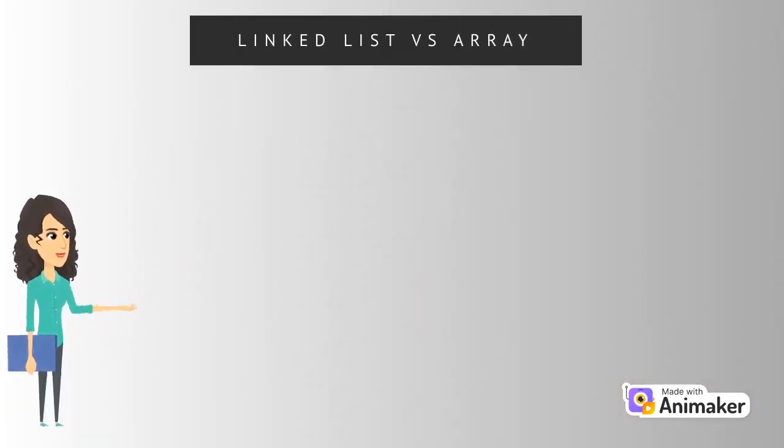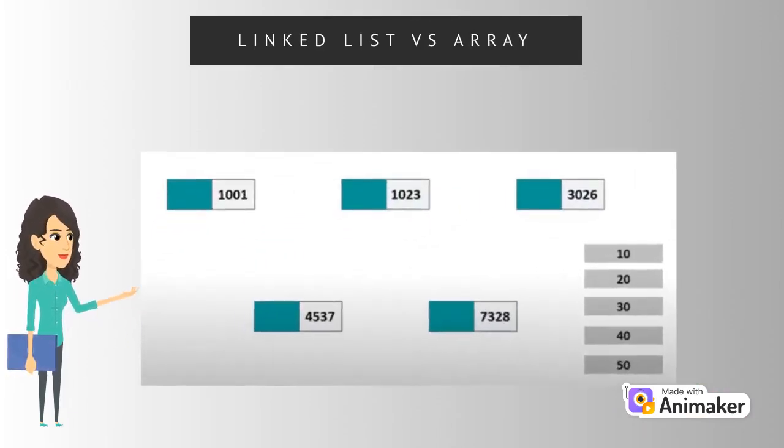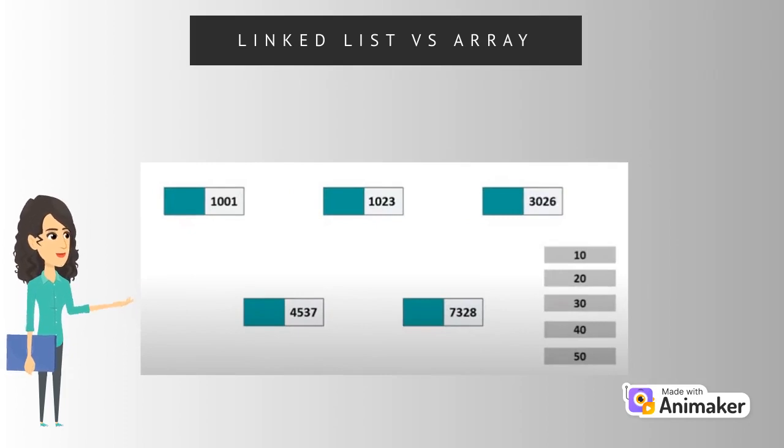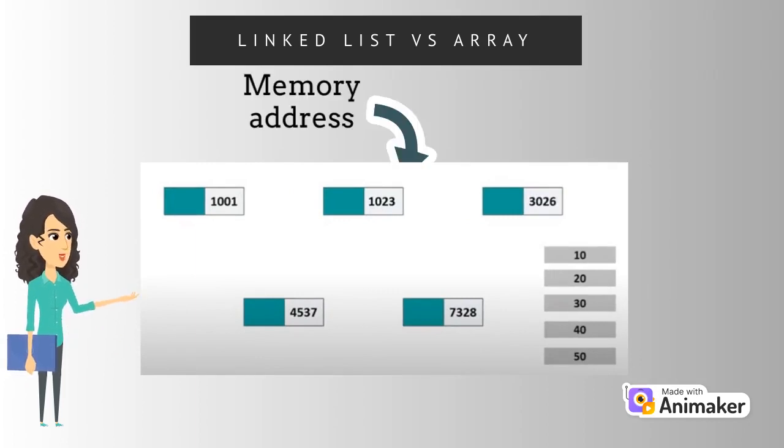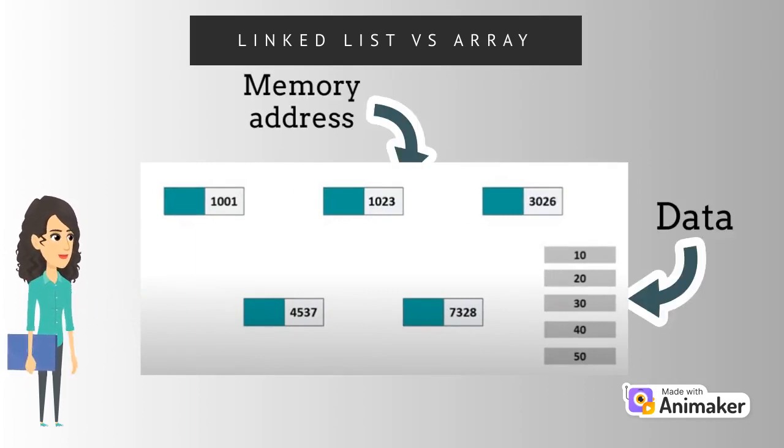Here is an example. In this we have 5 nodes. Each node has a memory address and space for data. This is the memory address, and on the left side, we have the data column. We will assign data in the nodes.